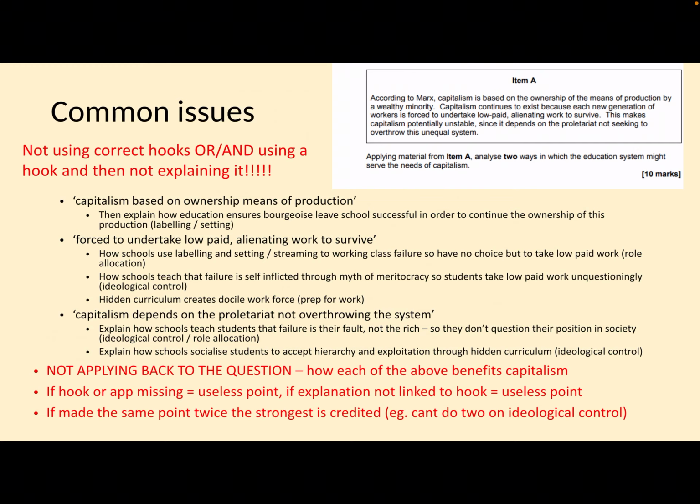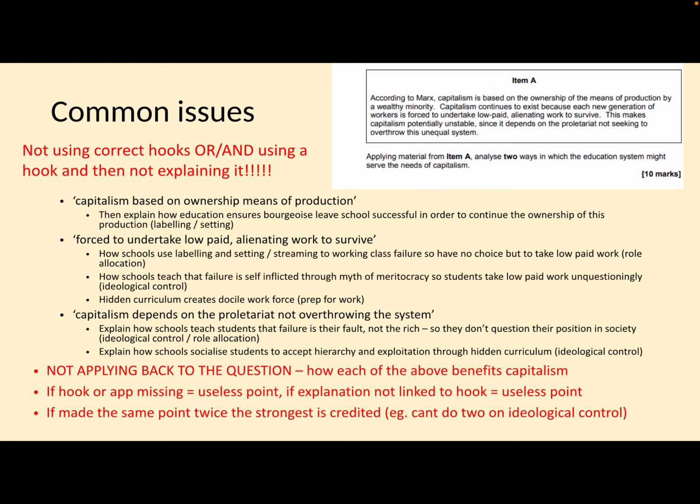Okay. So this is one of the more difficult hooks to use, so those of you that did, well done. Whether you did it well is another matter, unfortunately. Capitalism is based on the ownership of the means of production. Therefore, your point would have had to explain how education ensures the bourgeoisie, or the middle class or the rich, leave school successful enough to continue the ownership of the means of production. So that would have been looking at processes like labelling, setting and streaming, how their cultural and economic capital gave them an unfair advantage above other students. And effectively, that point is role allocation. You're arguing that schools make sure the rich do well and get into the top paid jobs for this reason. So if you have made that point, you've just got to make sure that one of your other points is not also a point on role allocation.